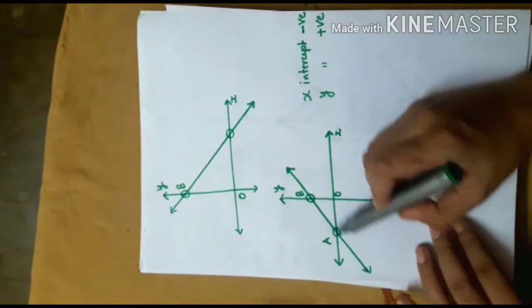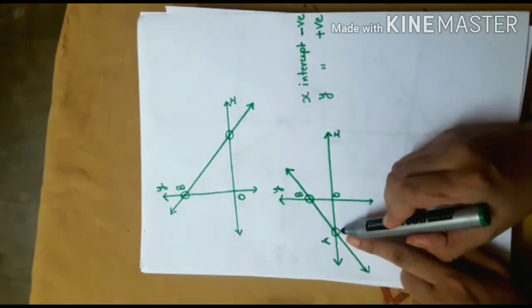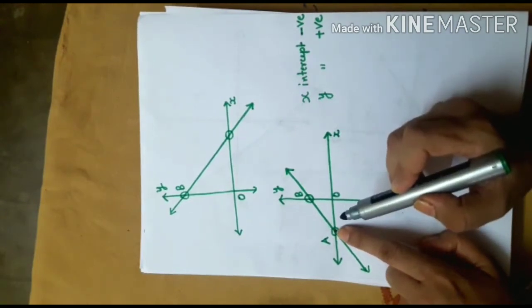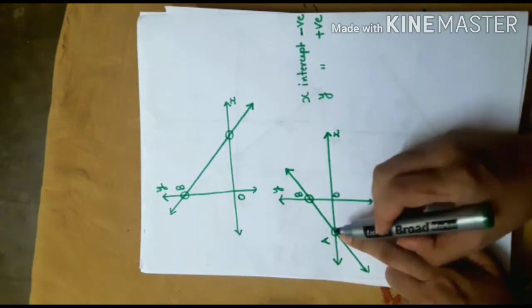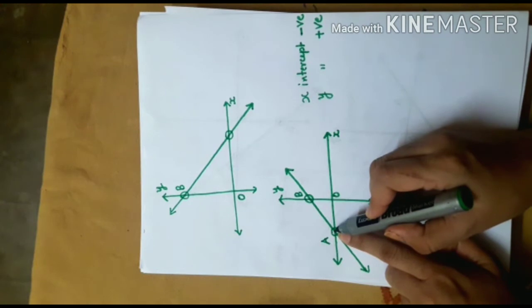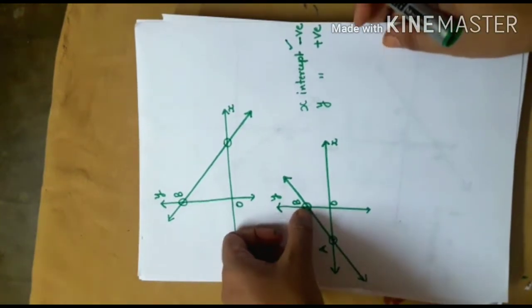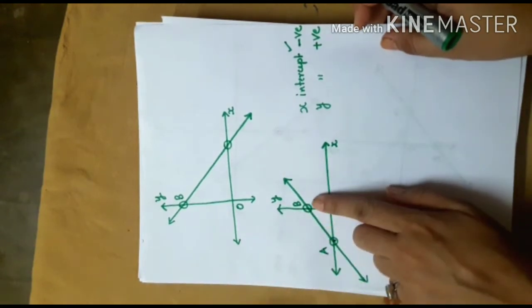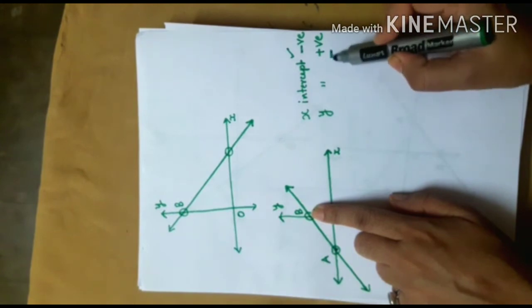If this is the line, now this line intersects the x-axis at this point. So this point will be the x-intercept, and here the x-coordinate of the point will be negative. So x-intercept here will be negative, and this point will be called the y-intercept, and the y coordinate of this point will be positive. So here the value of y-intercept will be positive.